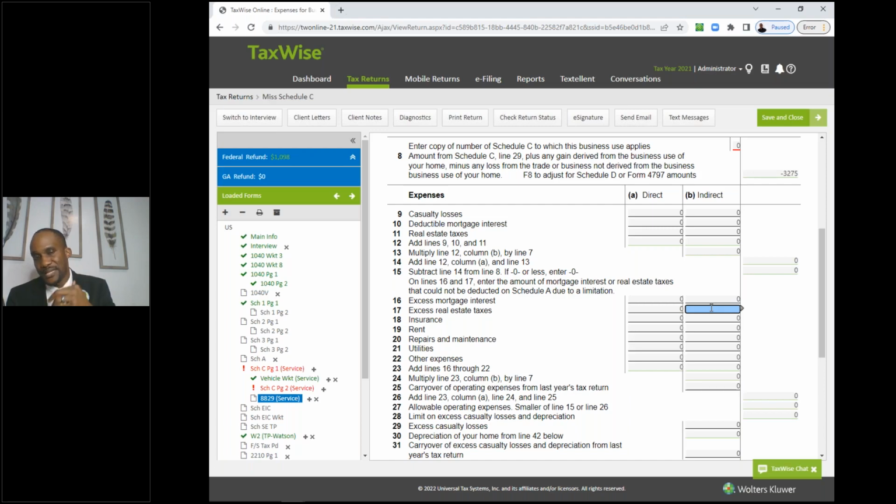If the client has a business and you got an 8829, what can be deducted in that Schedule A due to limitations for real estate, for state and local taxes, you can put over here, right? So always think about that. Even when you're taking the standard deduction, think about that.